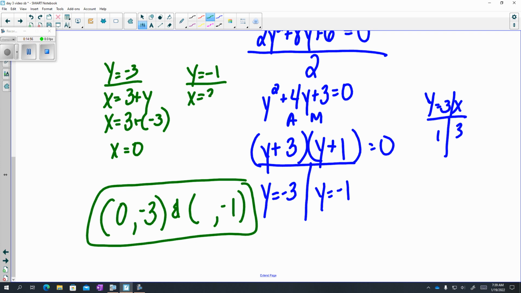Same equation, x equals 3 plus y. 3 plus negative 1, that gives me 2. So my second point is 2 comma negative 1. So this conic linear system of equations, which is a circle and a line, has two solutions, 0 comma negative 3, and 2 comma negative 1.